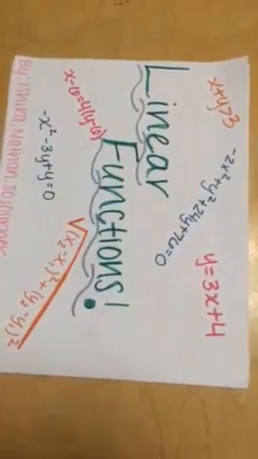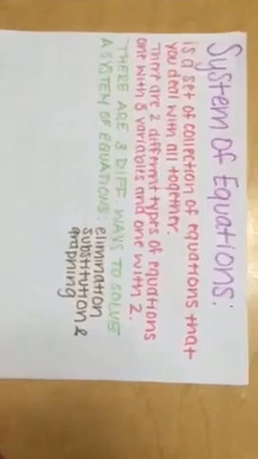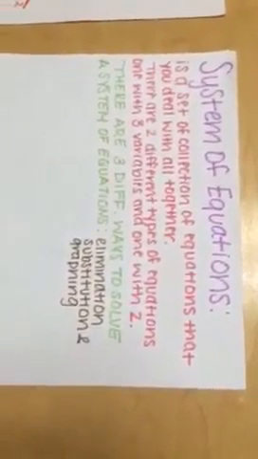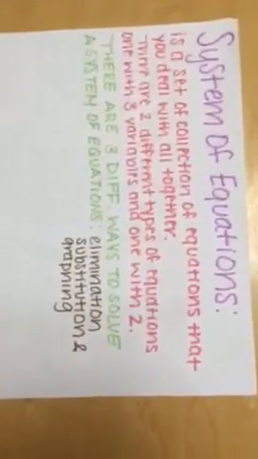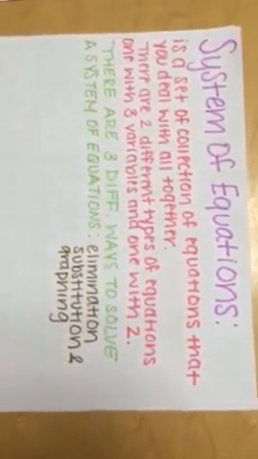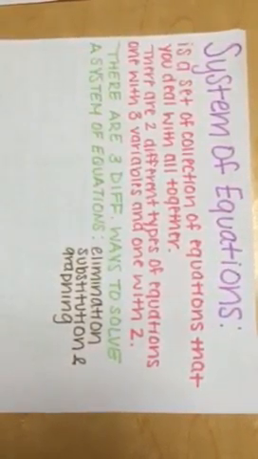Today we're going to be learning about linear functions. So the first topic we're going to be learning about is systems of equations. A system of equations is a collection of equations that you deal with all together. There are two different types of equations, one with 3 variables and one with 2. There are 3 different ways to solve a system of equations. These include elimination, substitution, and graphing.